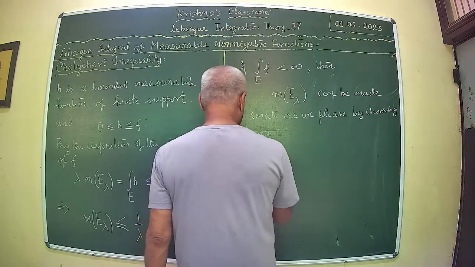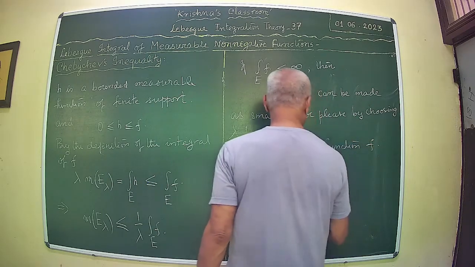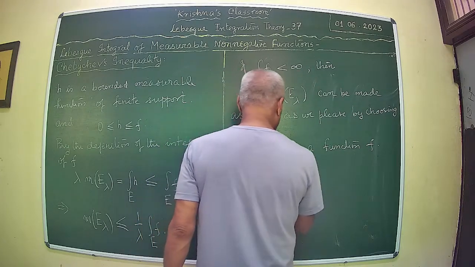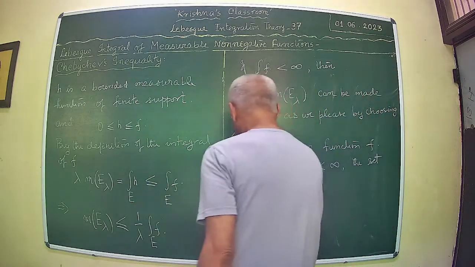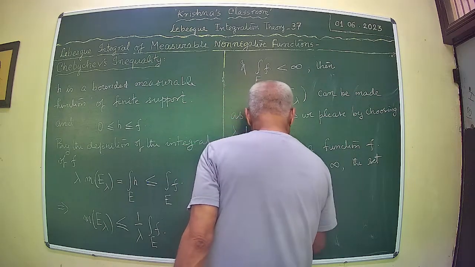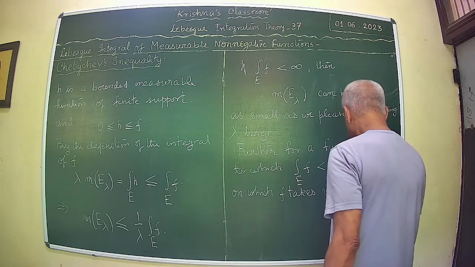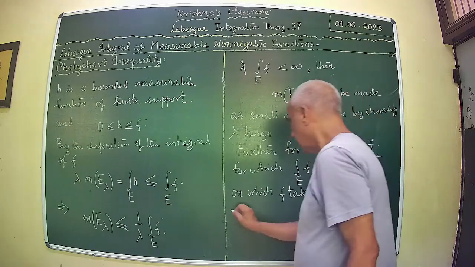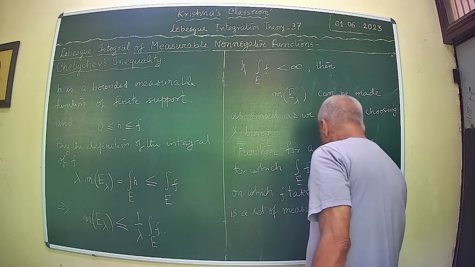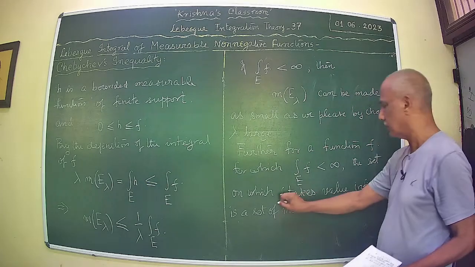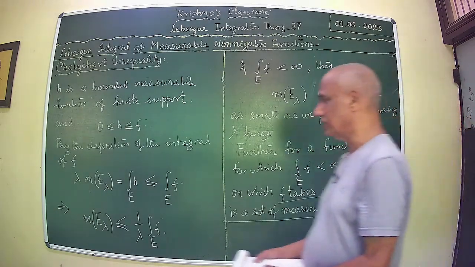Further, for a function for which the integral is finite, the set on which it takes the value infinity has measure 0. Now this is another conclusion. This can be made arbitrarily small. Okay. So that is one conclusion.